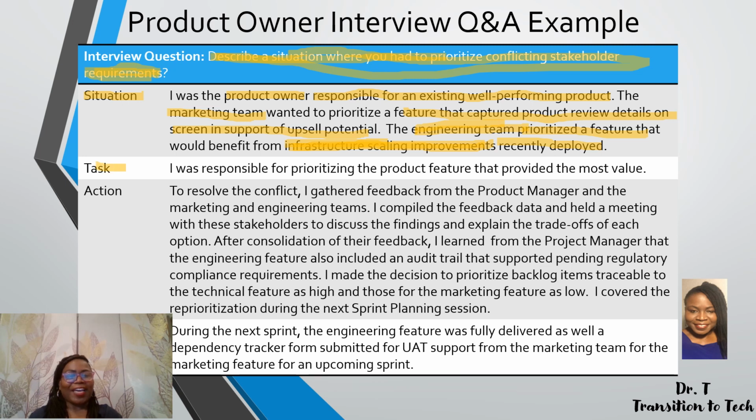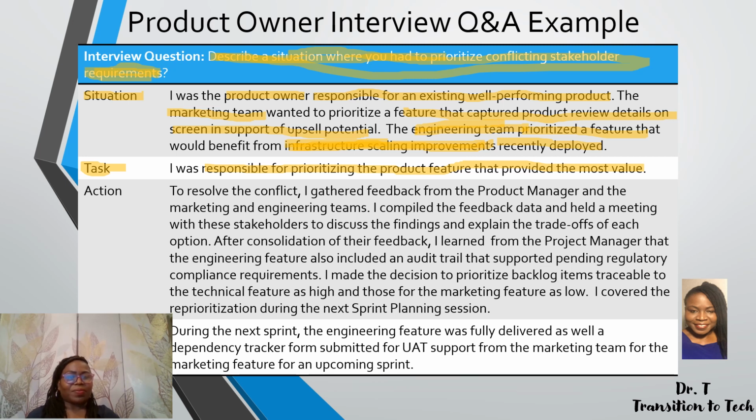So what was your task in that situation? Well, you were responsible for prioritizing the product feature that provided the most value. So now you've got to look at the benefit of each of these features. They both have some financial impacts because the marketing feature talked about the upsell potential, so to keep adding on and potentially referring and recommending products. And then the engineering, taking advantage of the economies of scale of infrastructure.